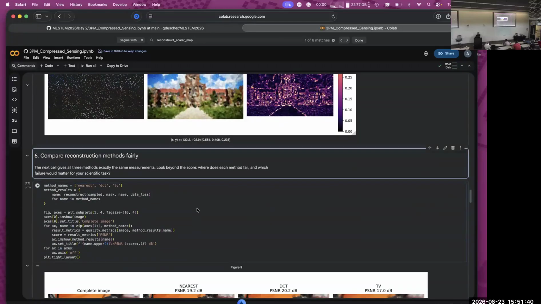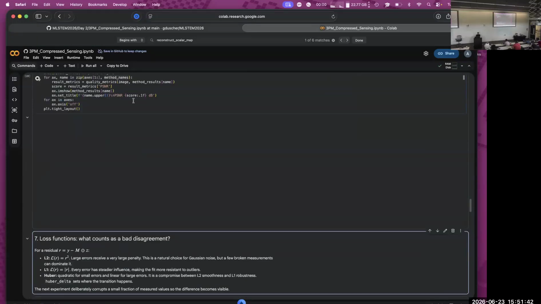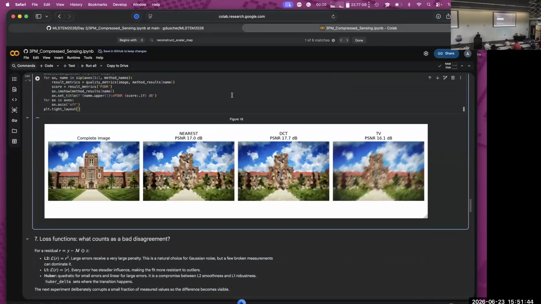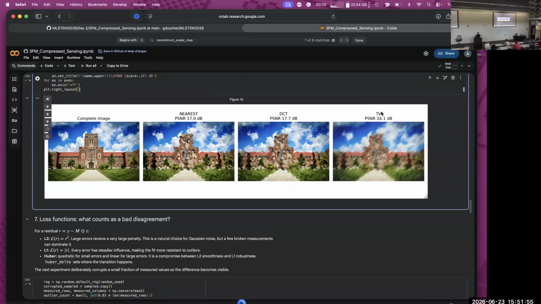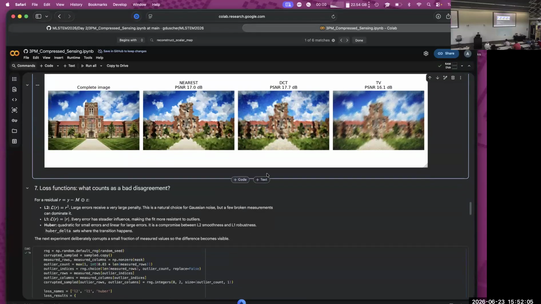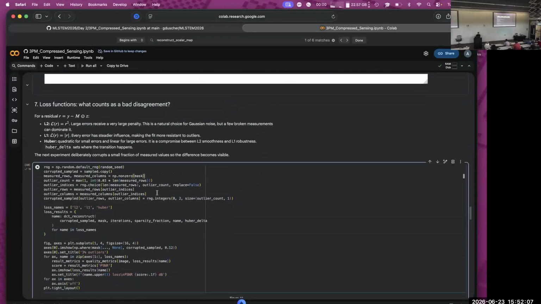Not bad. TV reconstruction always looks a little blurry to me. I think just because it's prioritizing minimizing gradient between pixels. So it's really blurring it on purpose.